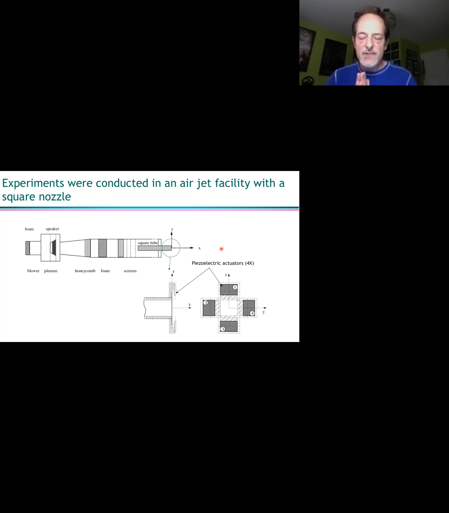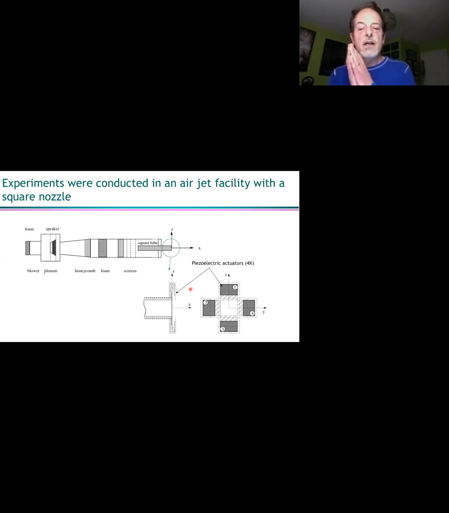All right. Now, I was asked about how you actually introduce your active flow control. In this case, we used 4 piezoelectric blade actuators, and you can see these in a cross section and a frontal view here. These are mounted right at the front or the exit of the square tube or the square nozzle. These are basically just a piece of stainless steel with 2 pieces of piezoelectric material on either side. So they're sandwiched. And you apply an oscillating voltage to these and they tend to oscillate.